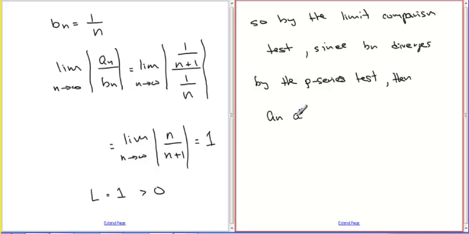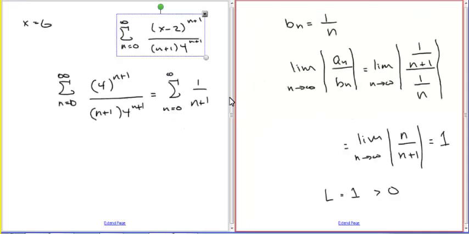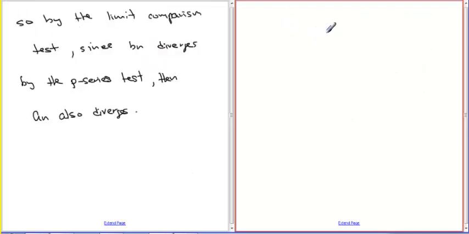So since a sub n diverges, this whole thing diverges. So this is kind of opposite what we've seen before. The interval of convergence goes from -2, and we can put the equal sign there, and the upper side is 6, and we don't put an equals sign there. Okay, let's just check to make sure that's correct.